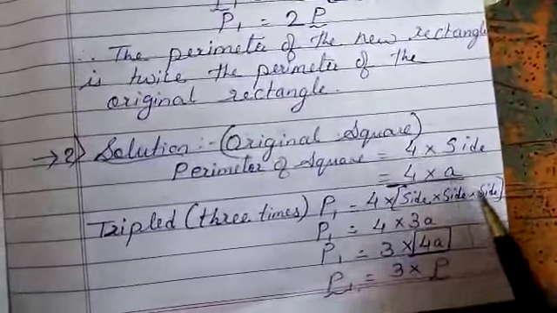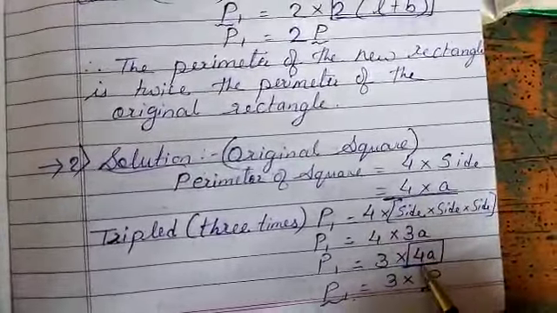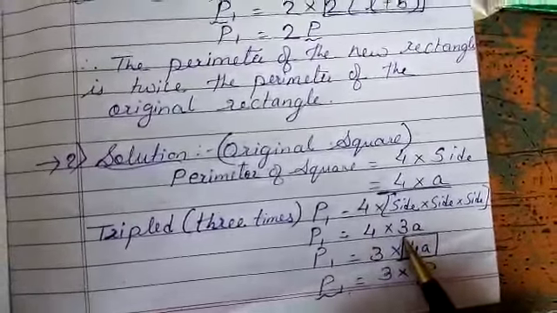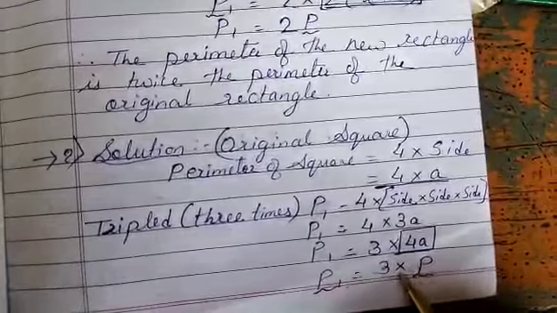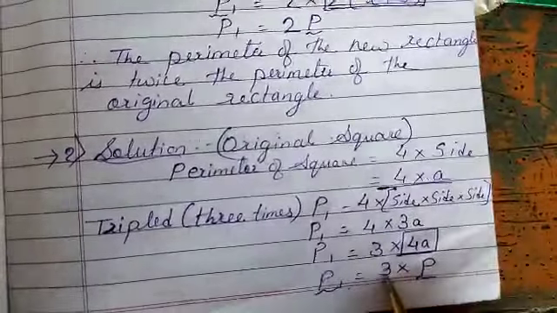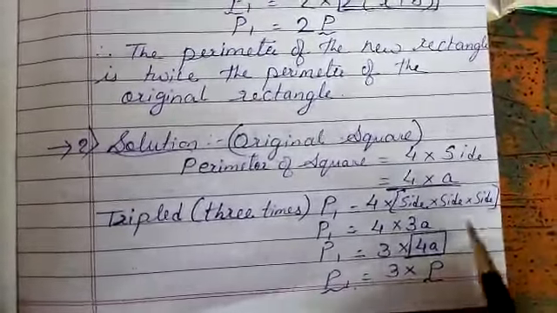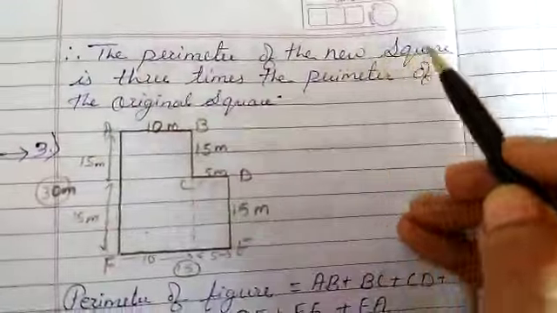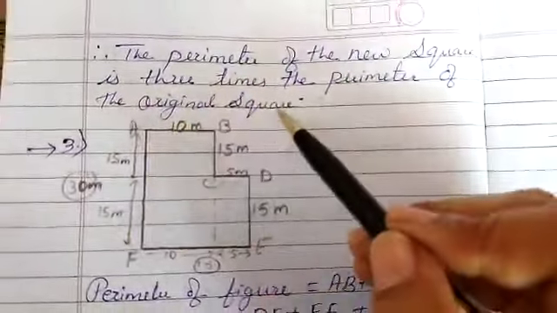As you know, at last we have to bring the same formula. So adjust in this way that in the last 4a should come. So 4 and here a. What remains? 3. So 3 I have put here. Now in the same way P1 equals 3 multiplied by P. So we have proved, students, that the perimeter of the square is 3 times. So let's write the therefore: the perimeter of the new square is 3 times the perimeter of the original square.